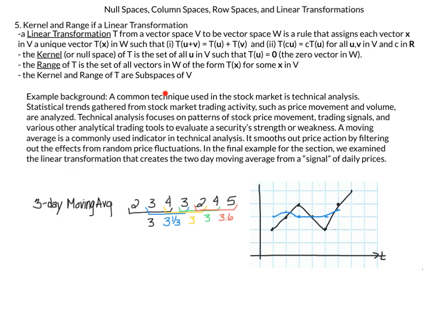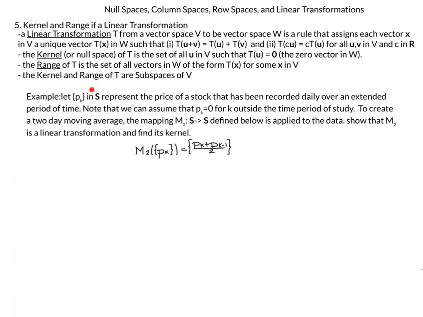And in this example, for our next example, we're going to be looking at a 2-day moving average. So our example is to let p_k, and this is in S, those doubly infinite sequences, represent the price of a stock that has been recorded daily over an extended period of time. Note that we can assume that p_k equals 0 for k outside the time period of study, so that it can be infinite, but we don't have to have prices for an infinite time before and after the current date. So to create a 2-day moving average, the mapping M2 from S to S, from an infinite sequence to an infinite sequence, defined below over here, is applied to the data.